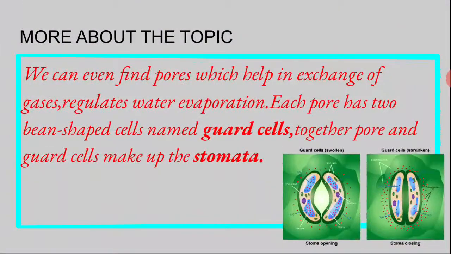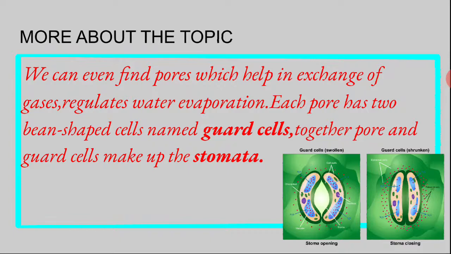So let's go for more about the topic. We can find pores which help in exchange of gases. What helps in exchange of gases? Of course, those are stomatal pores present on the leaves. These pores are not visible to our naked eyes, but we can see them in a microscope. That is why we call them microscopic pores. They help in exchange of gases and regulate water evaporation, that is transpiration.